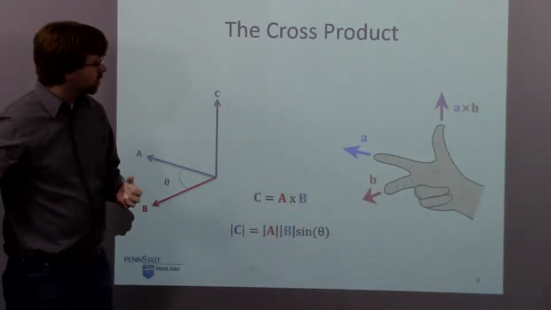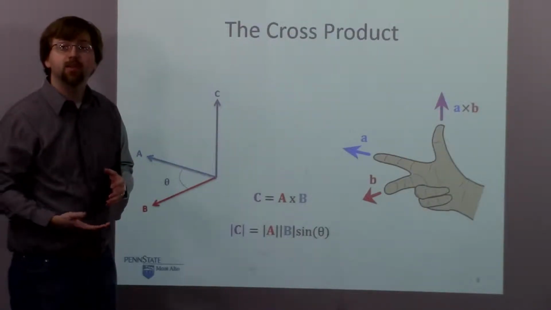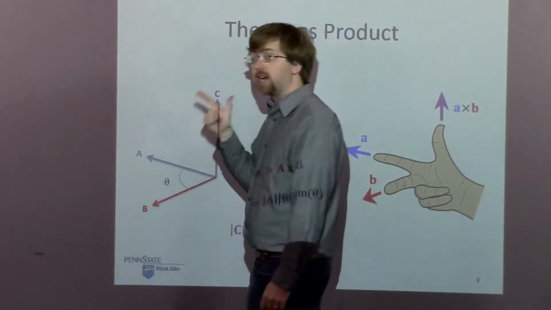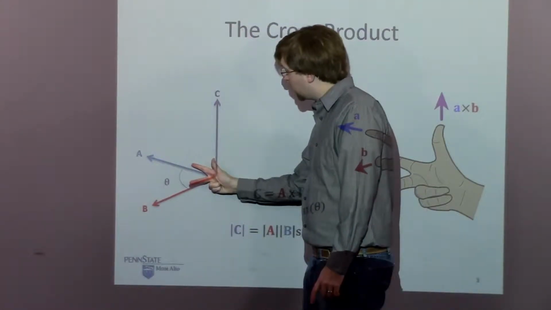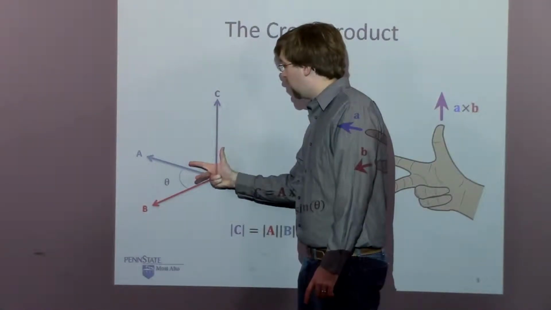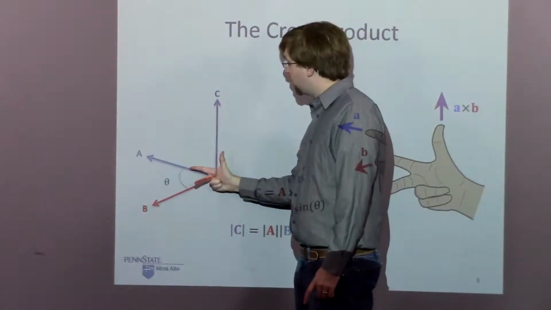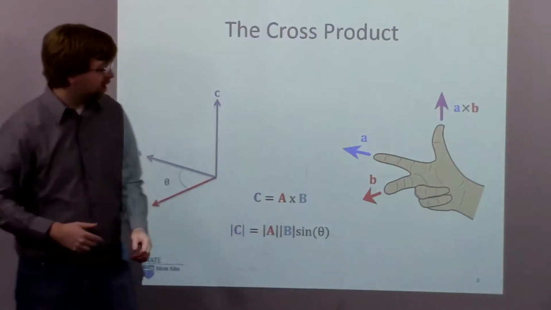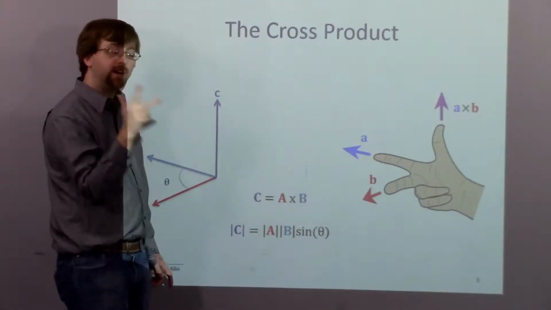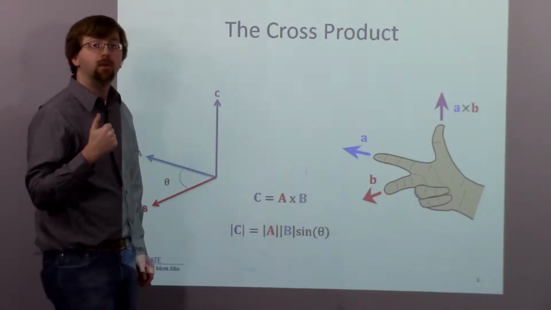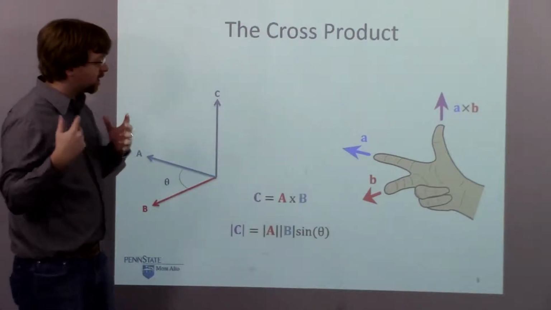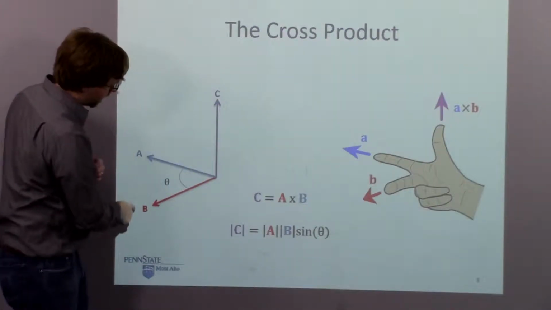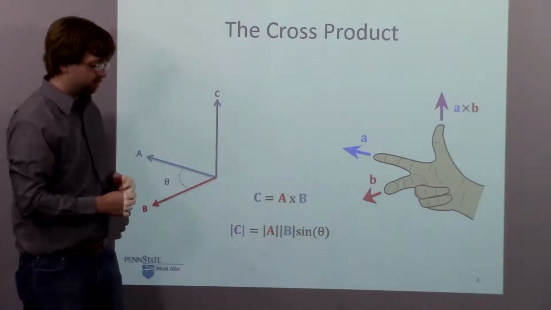Alright, for the direction, we're going to use what's called the right-hand rule. If I take my hand like this, I stick my index finger in the direction of A, my middle finger in the direction of B, and my thumb pointed up like this is going to be in the direction of the third vector, C. So again, A is the index finger, B is the middle finger, and C is your thumb. By definition, the direction is perpendicular, so C is going to be perpendicular to both A and B. And this is in a 3D space.